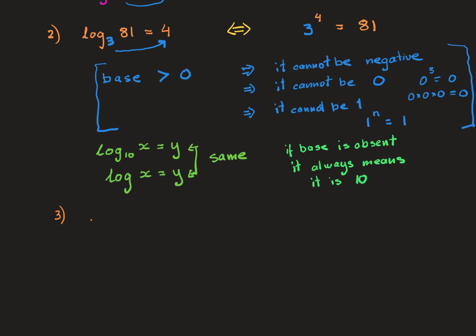So let's look at an example where it's just written as log 1000 is equal to 3. We always assume that the base is going to be 10, so we will put 10 to the power of 3 is equal to 1000.